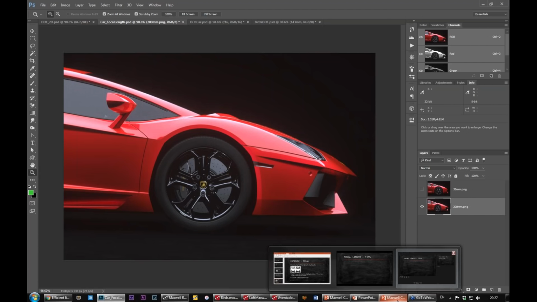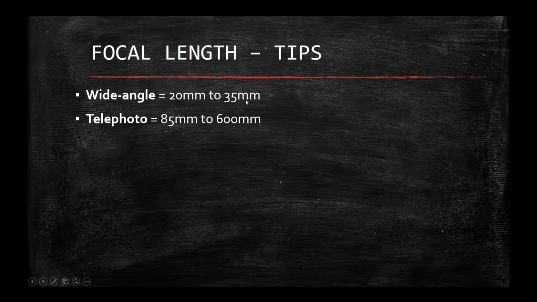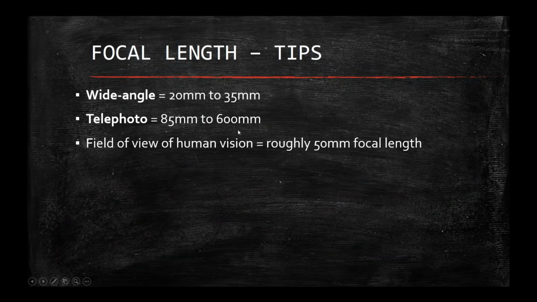So anyway, just to give you an idea of the categories of the different lenses, from about 20 millimeters to 35 millimeters, the lens is considered a wide-angle lens, and then from about 85 to 600 millimeters, it's considered a telephoto lens. And again, the field of view of human vision is roughly 50 millimeters. So if you want to do a render with minimal perspective distortion and sort of like how humans would view something, then you would use about a 50 millimeter focal length, so that you would still have a bit of perspective, but you don't get a lot of distortion that you would get from a wide-angle lens.